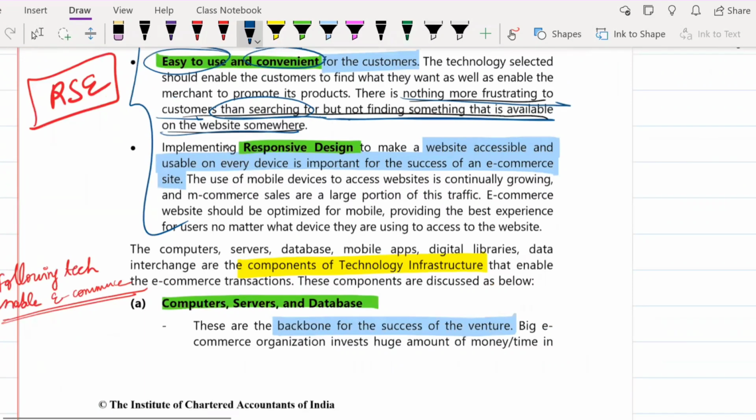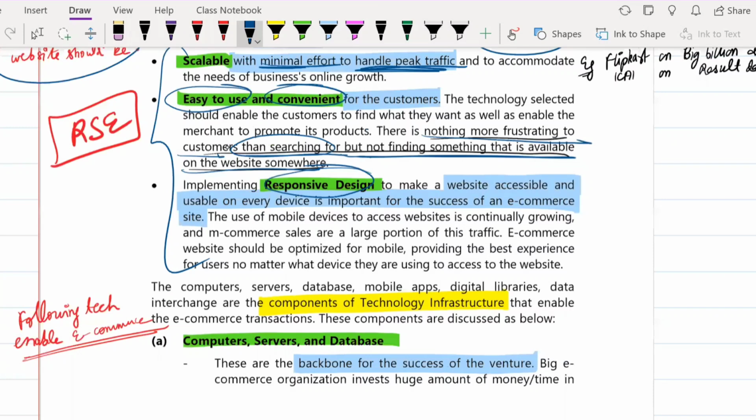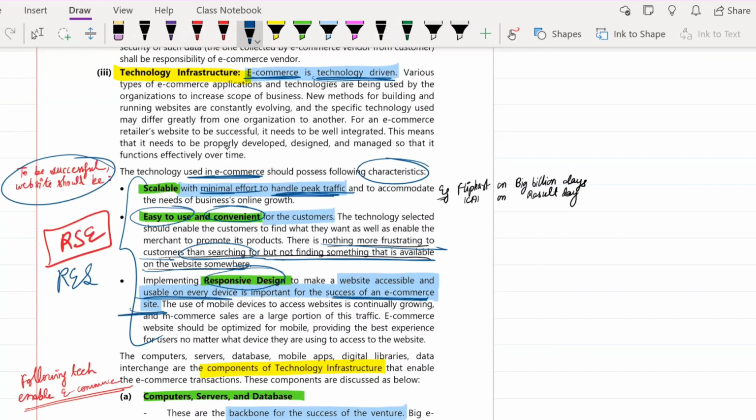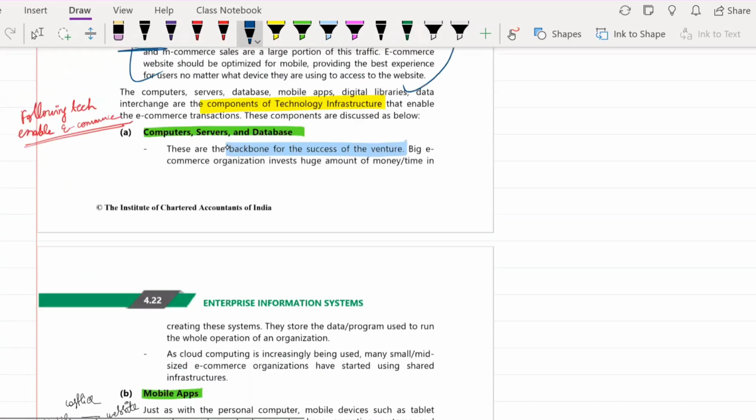Finally is responsive design. The e-commerce website must have a responsive design. That means it must be usable on every device, so that the e-commerce is accessible to everyone, and it finally becomes a success. Okay, so RES, you can remember. R, responsive design, E, easy to use, and S, scalable. The technology used in e-commerce should have these three characteristics, and you have to keep them in mind.